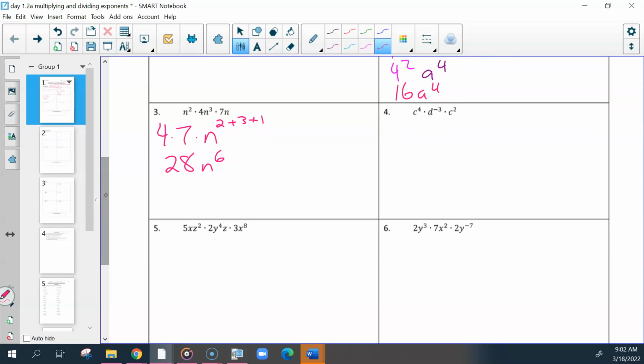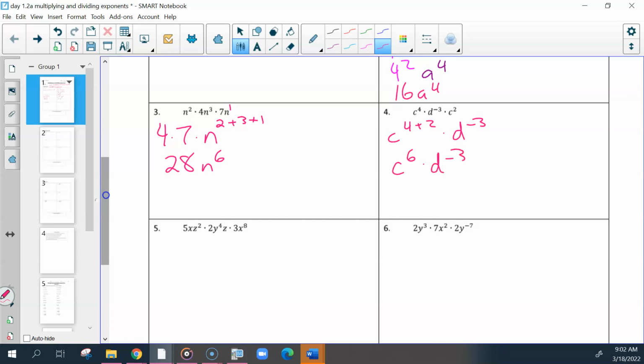Right. For 4, we're going to do the same thing, but now we have C's and D's. We're going to put this in ABC order, so we would have C to the 4 plus 2, and we would have D to the negative 3. We're going to worry about negative exponents last. Yes? Where do you get the 1 exponent from? There's an invisible 1 here. It's not there. Oh, okay. So our new exponent of C would be 6.